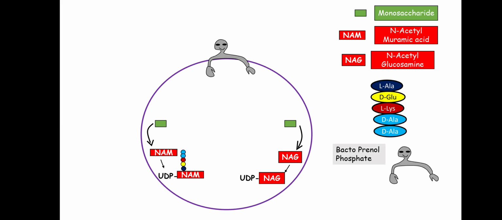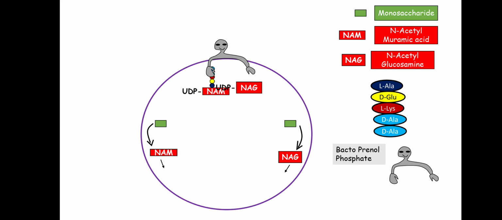protein is bactoprenol phosphate. Now the main role of this protein is to attach this NAM and NAG sugar. So this NAM and NAG will be attached, UDP will be removed, and this NAM-NAG attachment so formed is known as the peptidoglycan precursor. So the main role of this protein is to synthesize the peptidoglycan precursor.